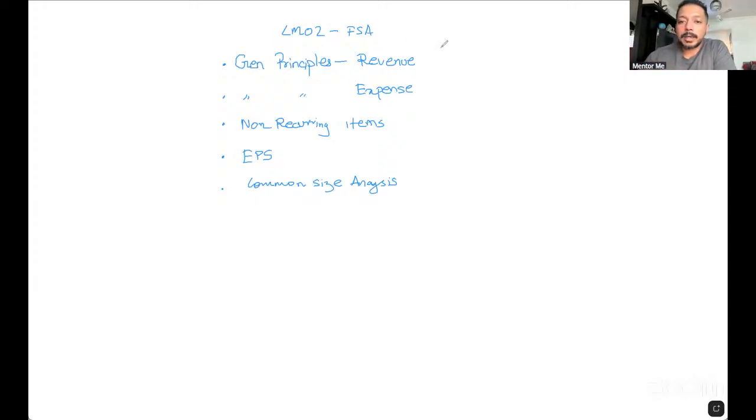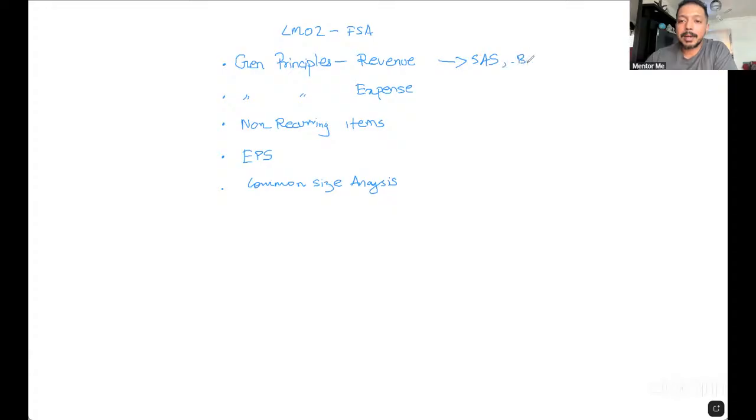Now, why are we learning general principles of revenue recognition? Because we should know the difference between when the revenue gets recognized versus when the cash is received. If a company is selling a product or a service, there can be various different scenarios of revenue recognition, because it's not always straightforward selling a product. Sometimes it is, let's say, software as a service. So in that case, how do you recognize revenue?